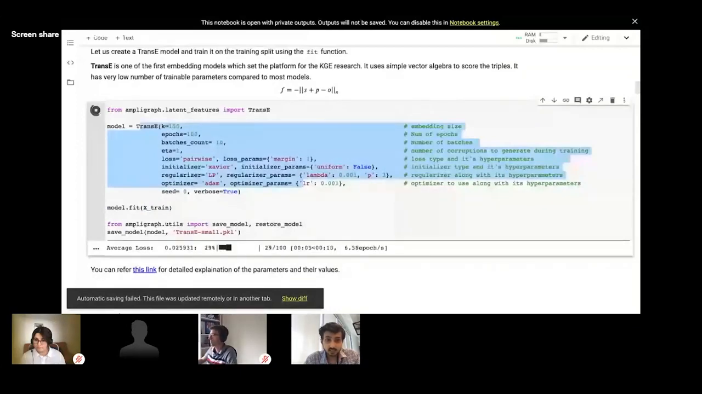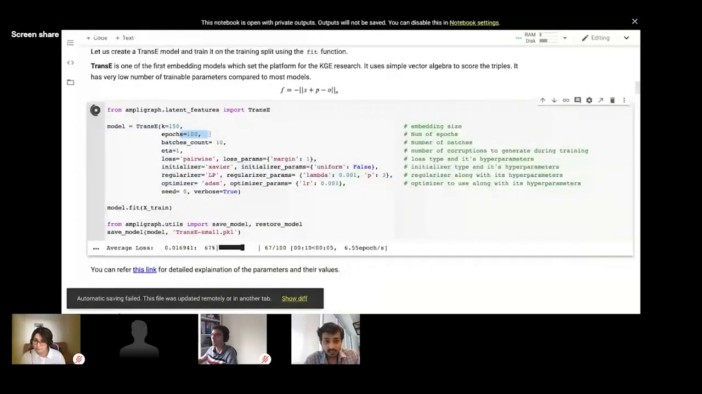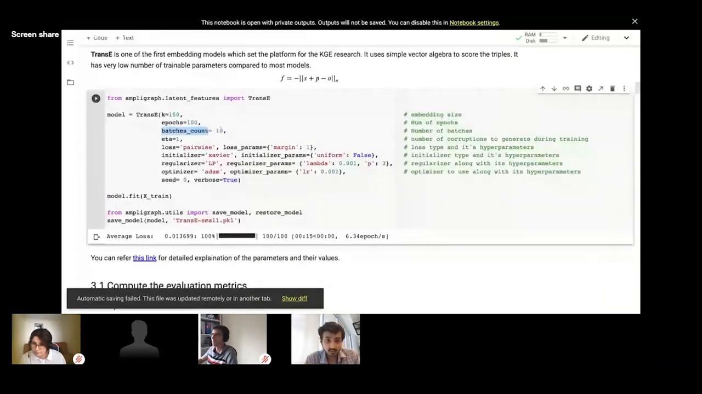So we set it to 150. We train it for 100 epochs, and in each epoch we divide our data set into 10 batches. So we use batch count instead of batch size. What it says is that our entire data set would be divided into 10 batches. And then these are the corruptions that are generated during training.